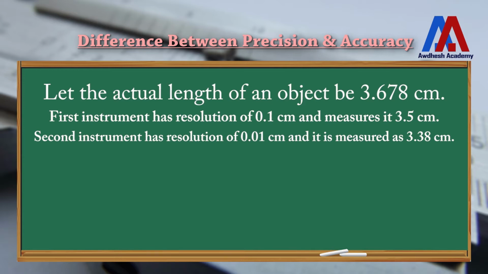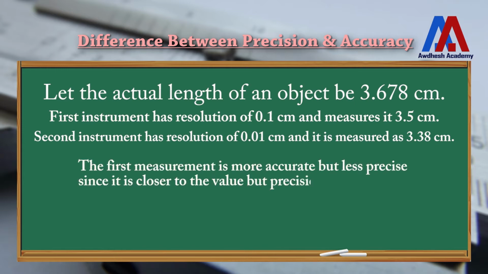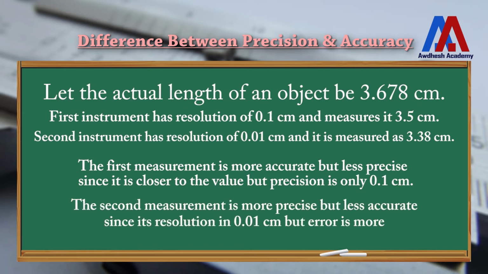Now the question is, which instrument is preferable? So we can clearly see here that the first instrument is measuring the dimension more accurately, because the difference between the measured dimension and the actual dimension is much smaller. But its precision is less because it can measure up to only 0.1 centimeter. In the second instrument, we can see that the precision is high because it can measure up to 0.01 centimeter, but it is giving you more error because the dimension we are measuring is 3.38 while the real dimension is 3.678, and so the error is much more.